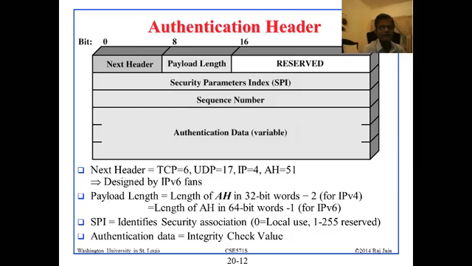The next header is basically the protocol type. This is the same protocol type that we use in IP and TCP and everywhere else. If in the IP header you have the protocol type field 6, that means TCP. If you have protocol type 17, that means UDP. Protocol type 4 is IP itself, 51 is AH. So in this case, the IP header will say protocol type field of 51, and the next header field will probably say 6, which is TCP.